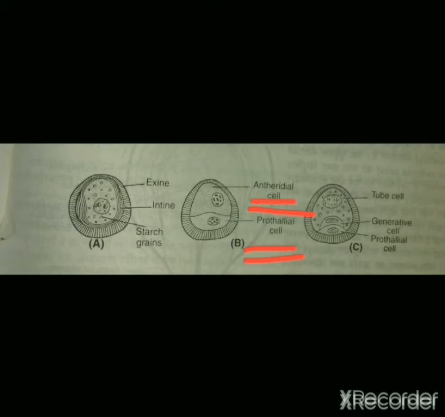After that, the antheridial cell also divides, forming a small cell known as the generative cell and another large cell known as the tube cell. So this is the situation of forming a male gametophyte, and at this stage the pollen grains are detached from or spread from the microsporangia structure.